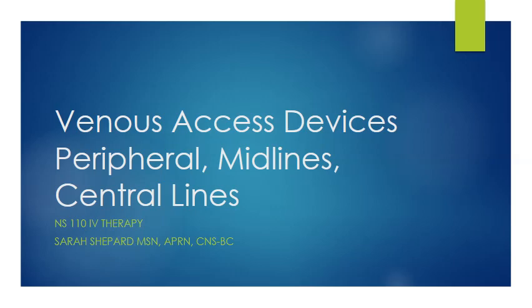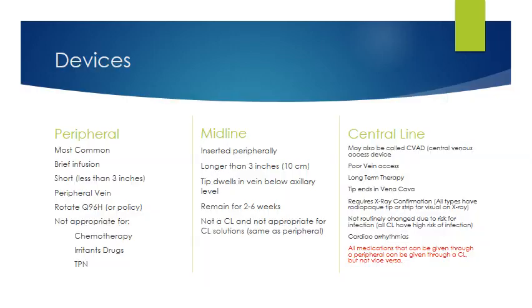Okay, so today's lesson, or lecture, is over venous access devices. We've already talked about peripheral. I'm briefly going to describe a midline to you, and then we're going to focus on central lines. There are the three different types that we just talked about: the peripheral, the midline, and the central lines.